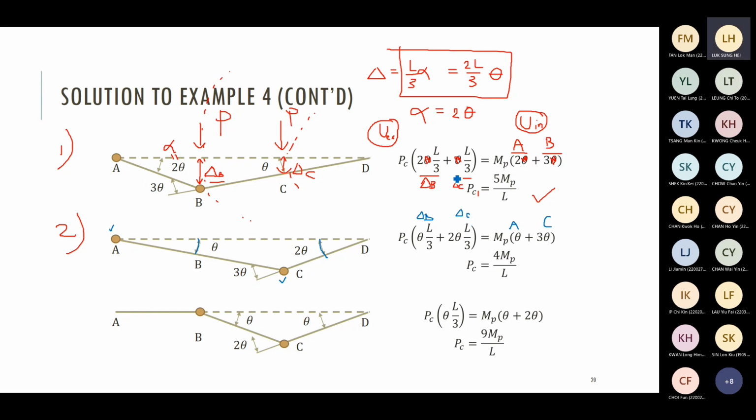Equate the external work and internal work together. Then you can find out our collapse load. The collapse load for case 2 is equal to 4 MP/L. It seems that this one is more critical at this moment because it's smaller. The last one, case 3.